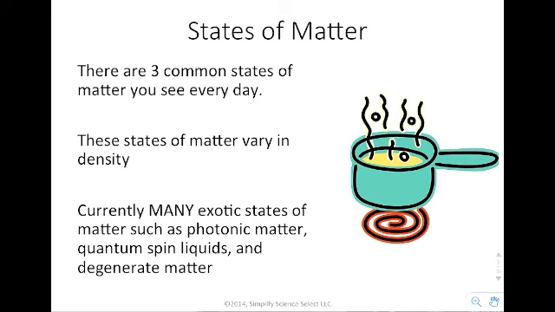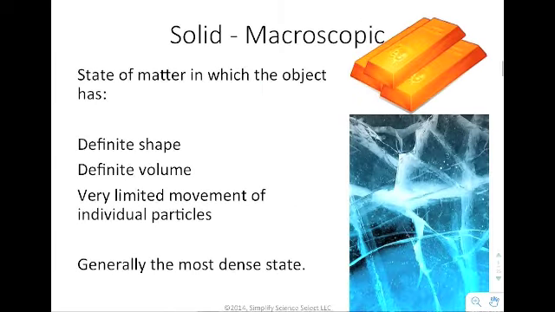There's something called photonic matter. There's quantum spin liquids and degenerate matter. There's also things called fermionic condensate. Okay, but those are things that are beyond the scope of this class. We're going to focus on the three states of matter, and we're going to add one more just to talk about. Next, it says solid.